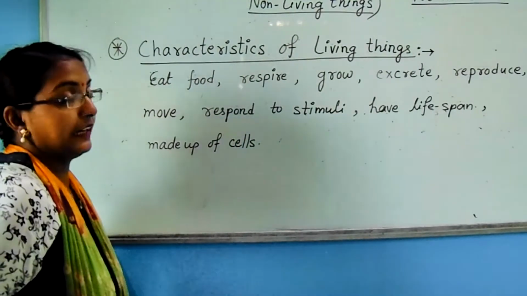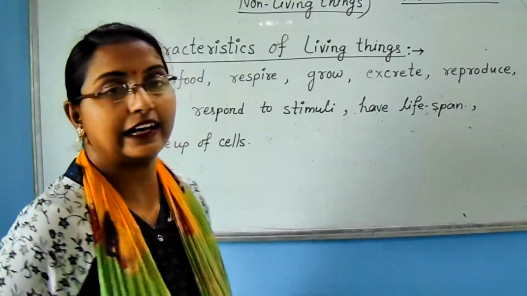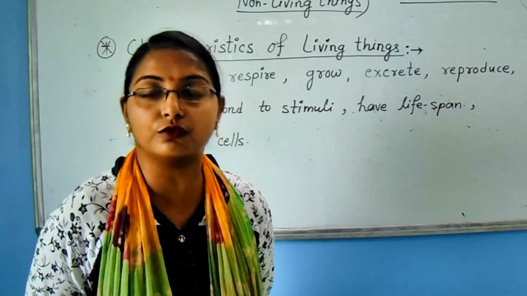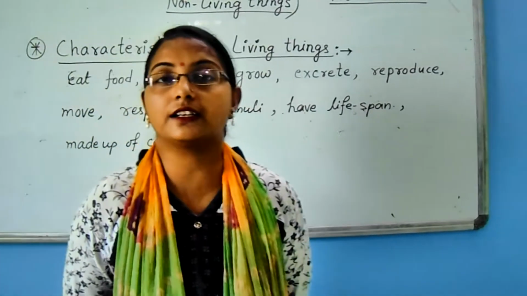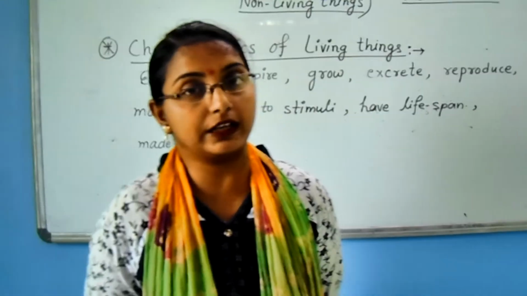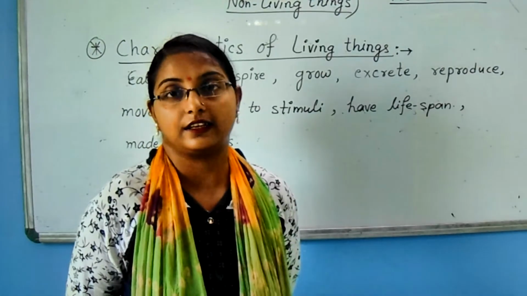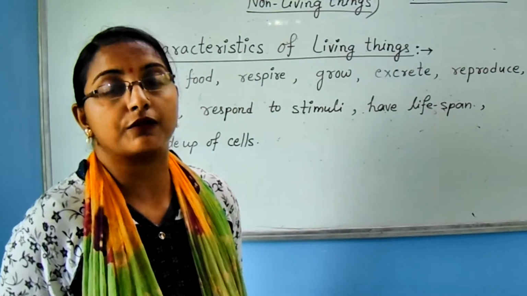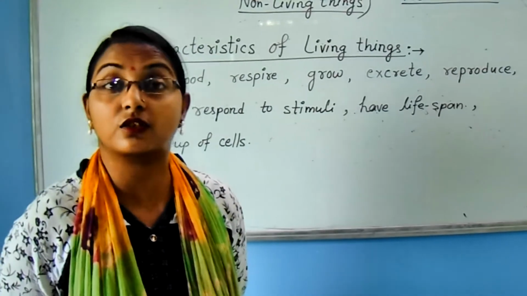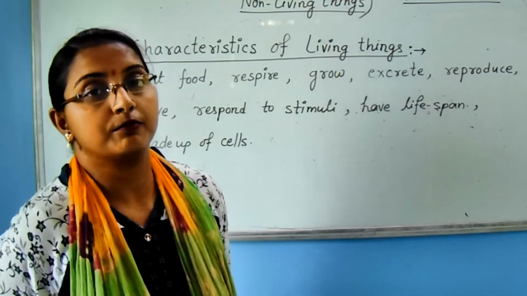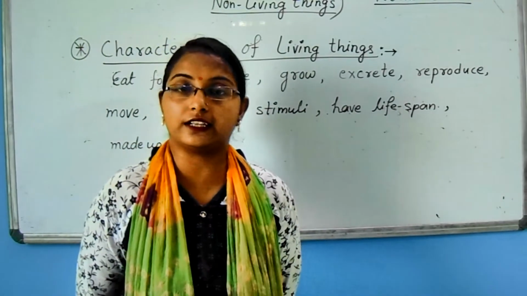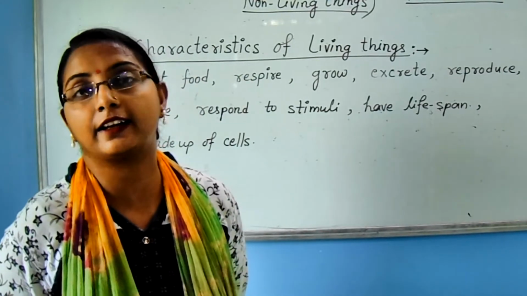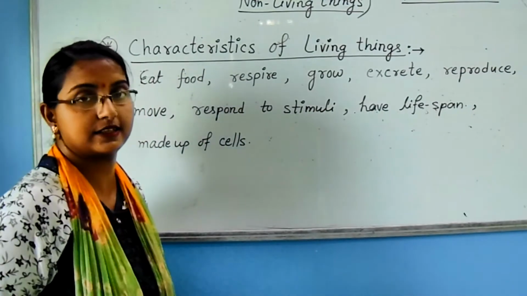Now the next topic is movement. Animals and human beings can move by their developed organs. But plants cannot move from one place to another. The movement from one place to another is called locomotion. That is seen in humans and animals but cannot be seen in plants.